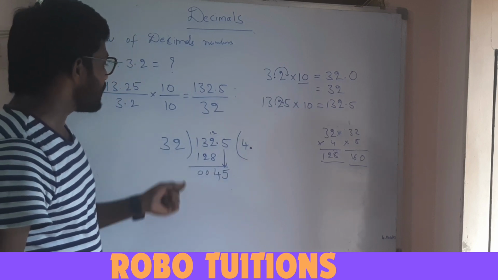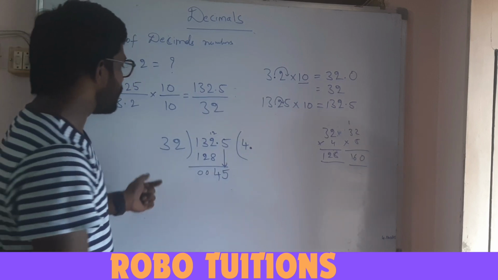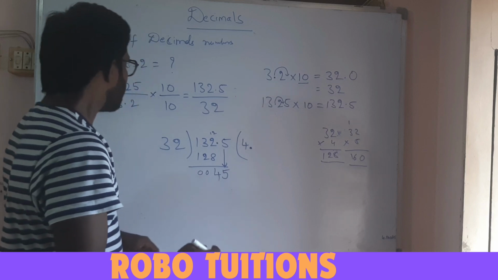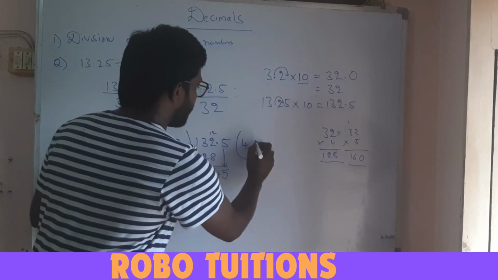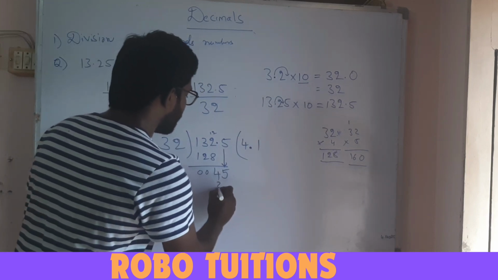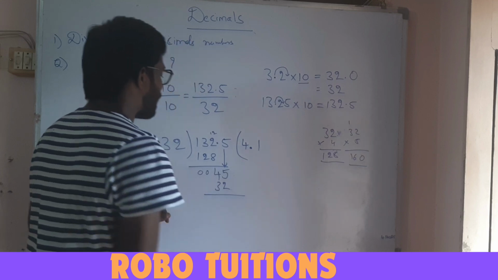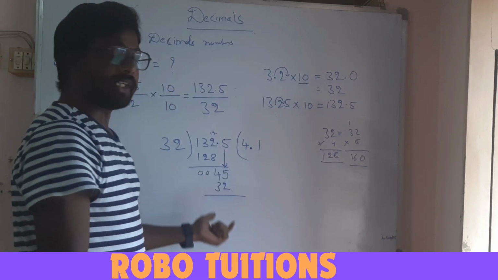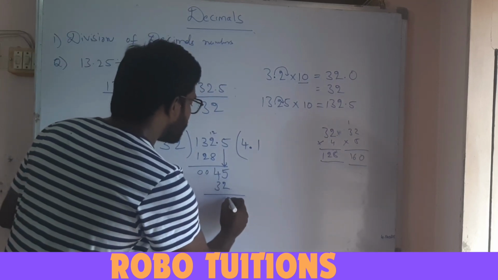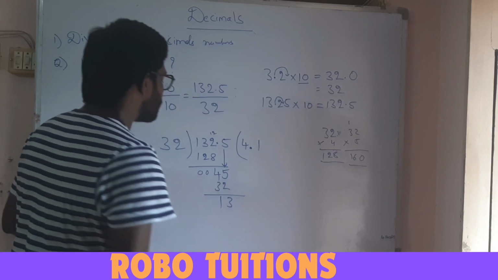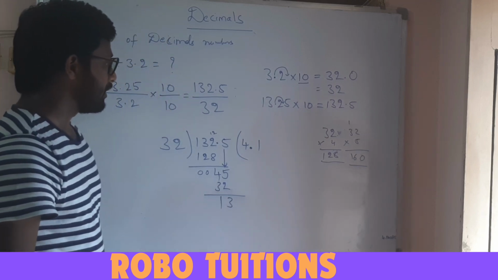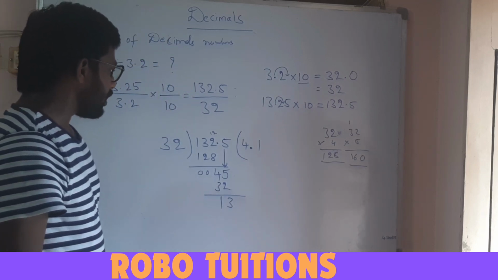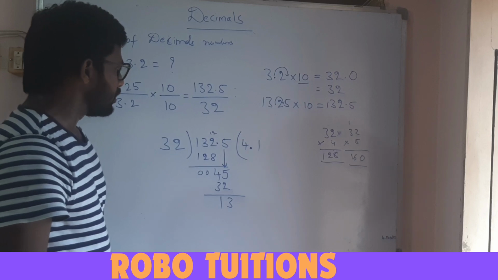So for 45, we use the 32 table. 32 2s are 64, so take 1 time. 32 1s are 32. Subtract 32 from 45. So 5 minus 2 is 3, 4 minus 3 is 1. So the number here is 13.